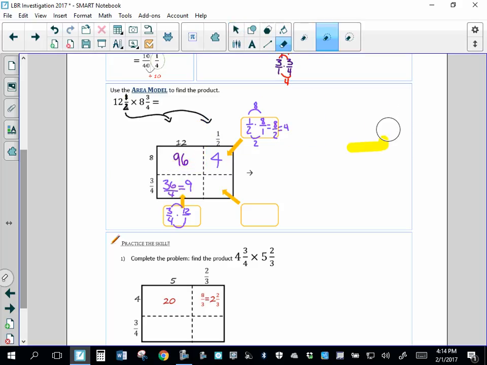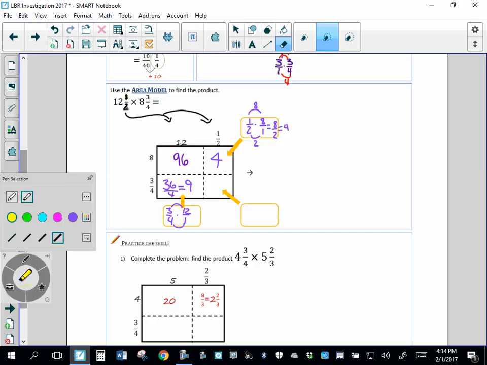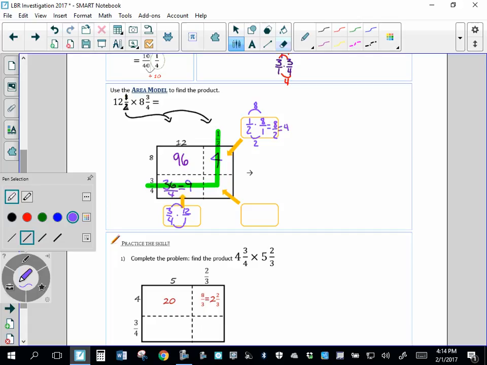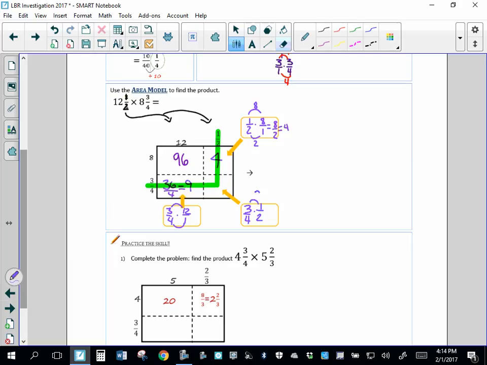And then this last bit, if we take out the highlighter and focus in on the last two numbers, so now I'm going to multiply 3/4 times 1/2 and put the product there. So 3/4 times 1/2, that's going to be 3/8. So I put 3/8 here.